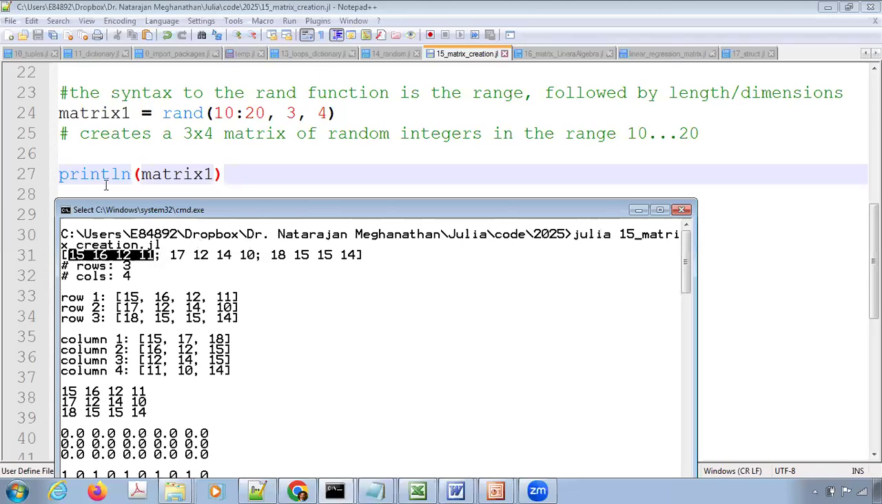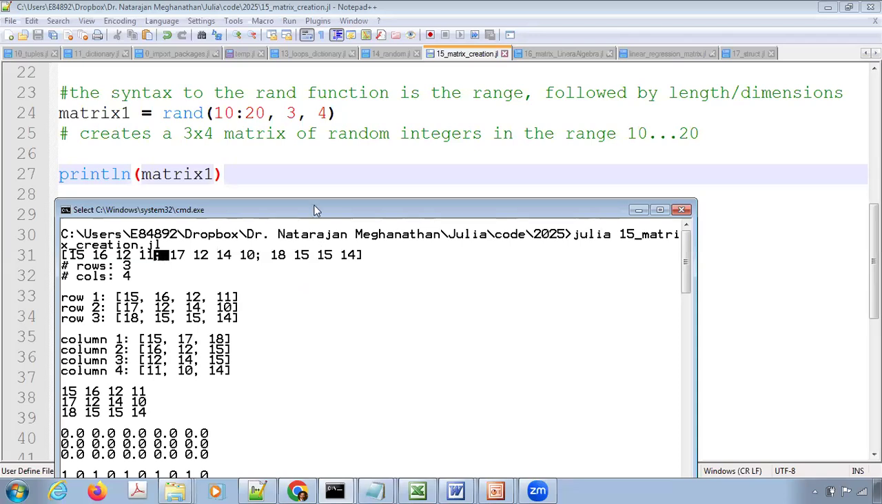So that's how a matrix just created using the random number generator gets printed when you call println on it. And that's how typically all matrices in Julia are printed: as a sequence of row vectors separated by the semicolon symbol.